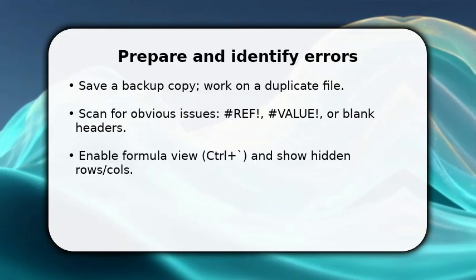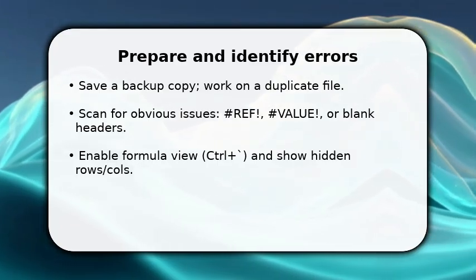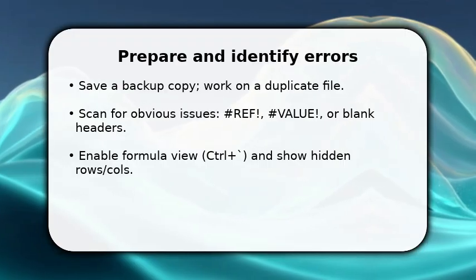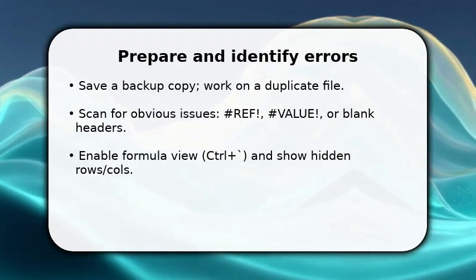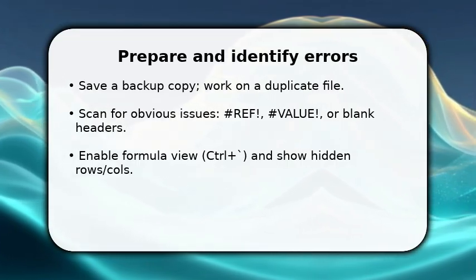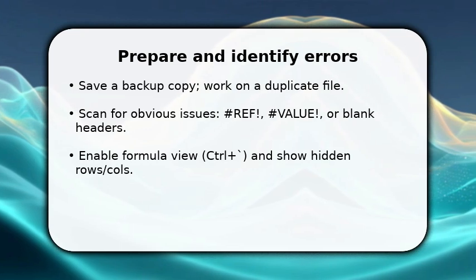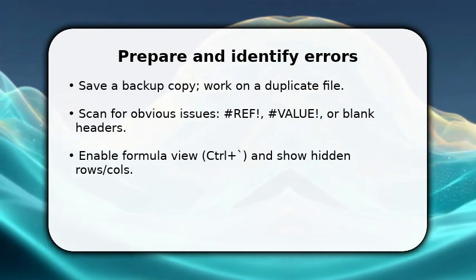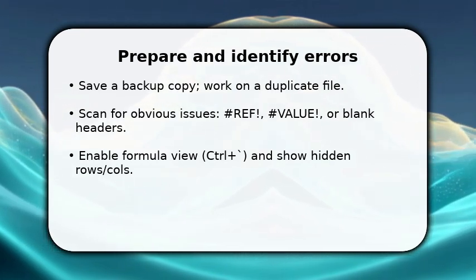Once done, switch to Formula View and reveal hidden rows and columns so you can see dependencies. This lets you trace broken links quickly and decide whether to fix formulas, restore missing ranges, or replace corrupted cells before you alter structure. You now repair the functional core.